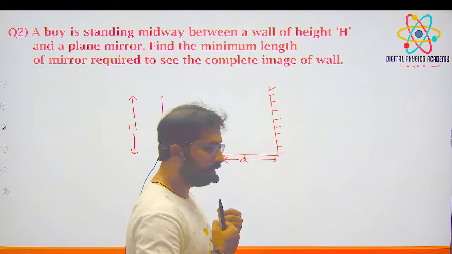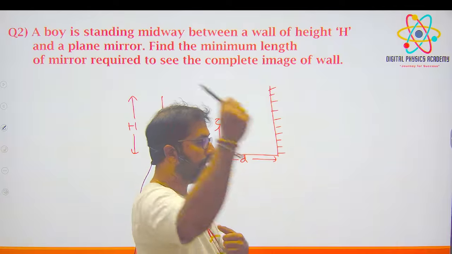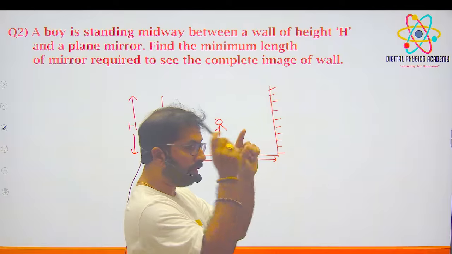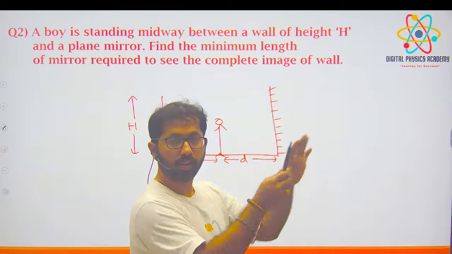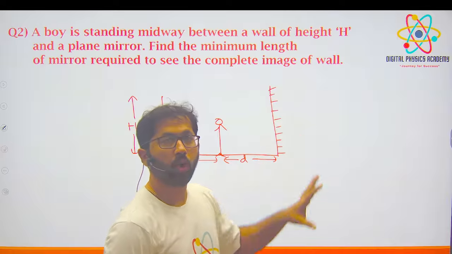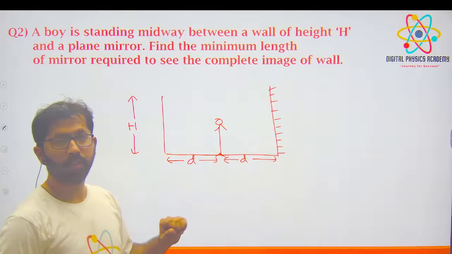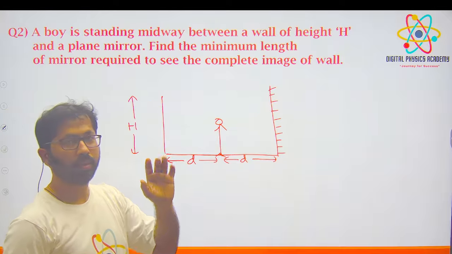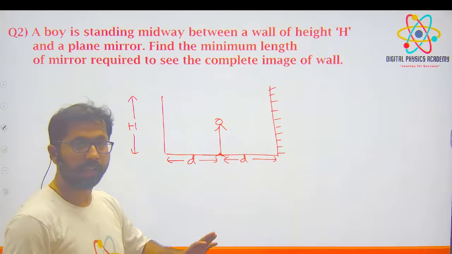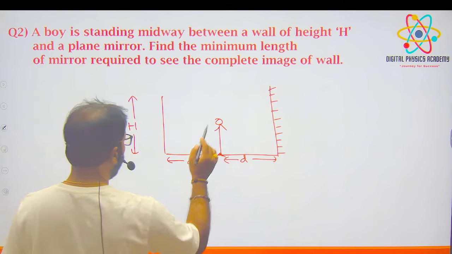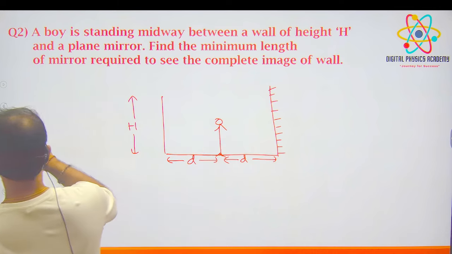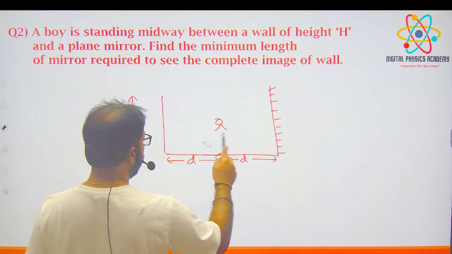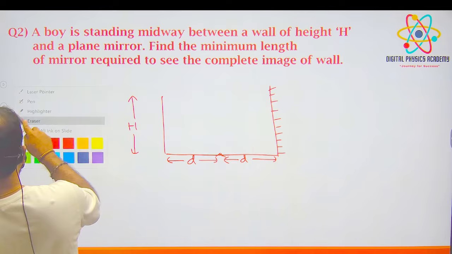See, he is standing in between. Front mirror is there, back side wall is there. He wants to see the complete image of the wall in the plane mirror. So how much mirror height is required? If I take the wall height is h, how much height is required? It's not h by 2. Look, we will go through the same concept. So let me assume this person's eye is here. So what I'm doing is, I'm taking the eye of the person here.